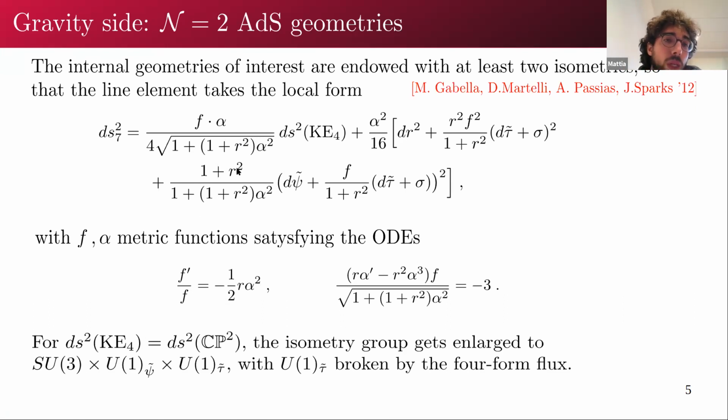And furthermore, we will demand that the metric on the Kähler-Einstein four-manifold is the standard Fubini-Study metric on CP2, so that the isometry group gets enlarged to SU(3), which is the isometry group of CP2, times U(1) psi, where psi is the coordinate parameter along the Reeb vector. So it's the U(1) symmetry that any N=2 geometry should have. And then we have an additional, with this choice, U(1) tau tilde symmetry, which shifts the tau coordinate. That is nevertheless not a full symmetry of the theory, because the 4-form flux breaks it.